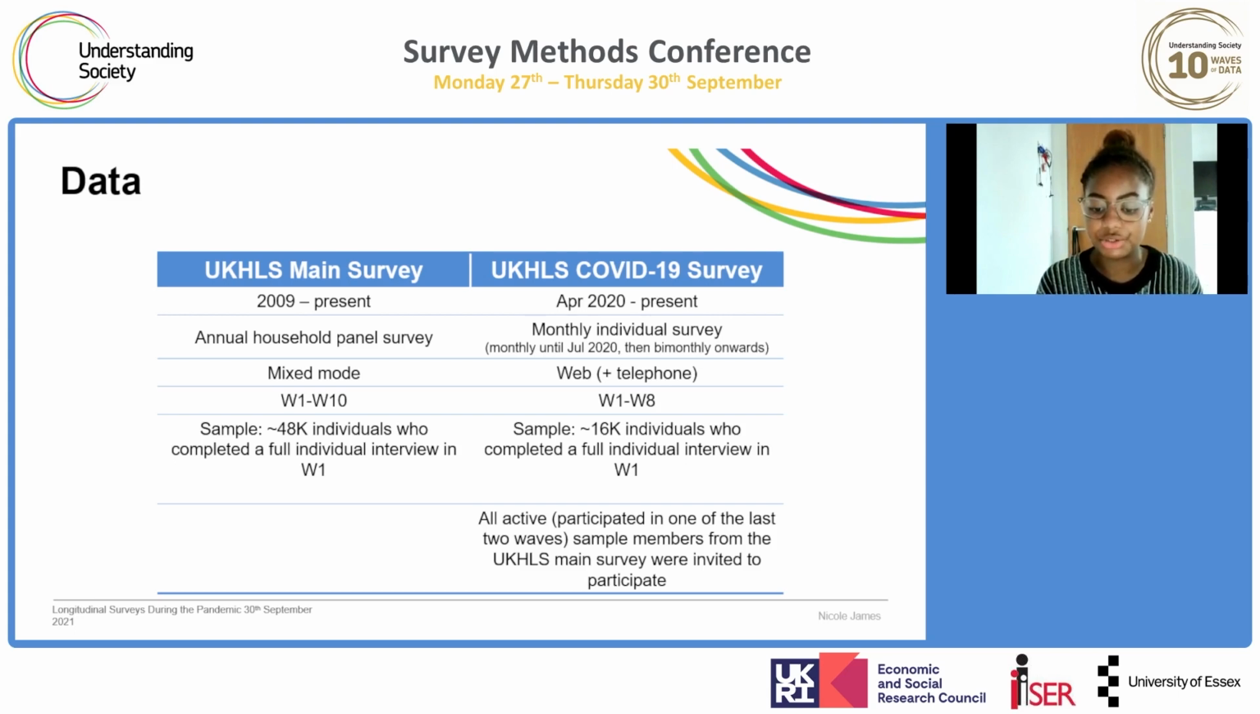48,000 individuals. And it's those who completed a full individual interview at wave 1. For the COVID survey, it started in 2020 and it's ongoing, and it's a monthly individual survey, or monthly until July, and then bi-monthly going forward. And then I only used the web sample, as the telephone was more supplementary and they didn't have telephone interviews at every single wave. So I use wave 1 to wave 8, and that's a sample of about 16,000 individuals who completed a full individual interview at wave 1.